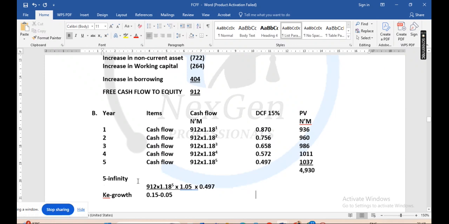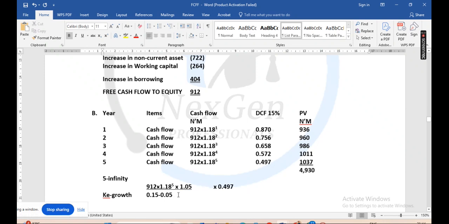So this is what you will use anytime, any day. If the question says 5% thereafter, 10% thereafter, you don't need to stress yourself. First, when you say 5% thereafter, copy the last year figure. Then grow it by that percentage. Then get the present value using the last year DCF, which is 0.4. Now you divide it by the cost of equity minus the growth rate.